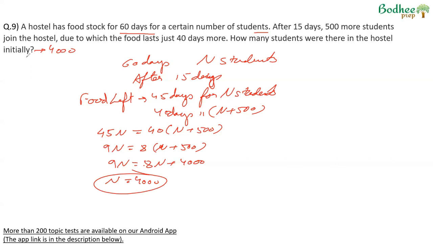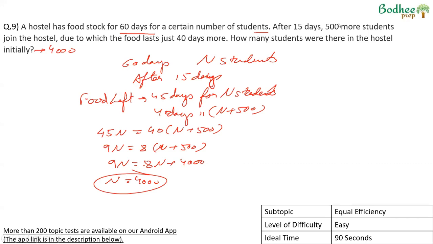Initially, for them, the food available was for 60 days. They consumed the food for 15 days, were left with 45 days worth of food, which was now consumed by 4,500 people, so it lasted only 40 days. Again, in terms of level of difficulty, I'd say easy question, just one formula. And this happens also while practicing, you would have come across similar questions, so definitely doable in about 1.5 minutes.